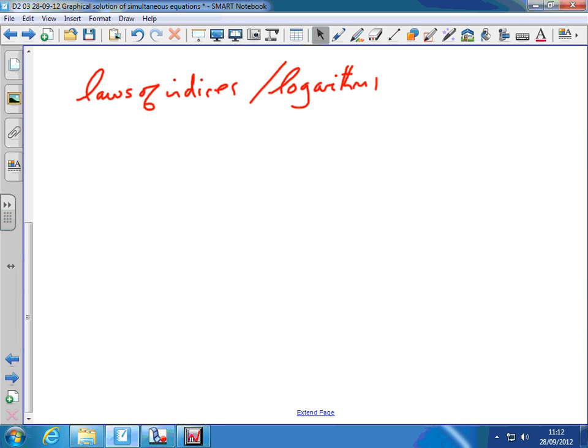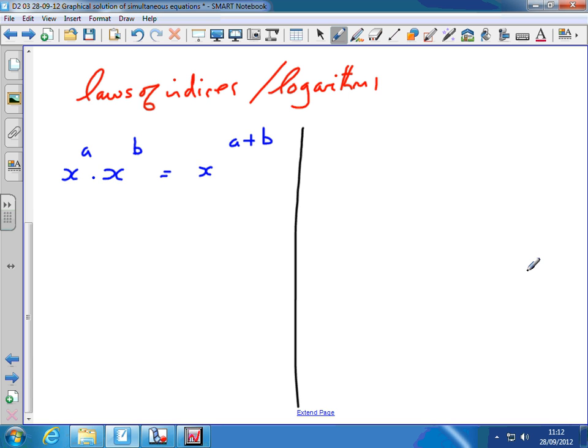So these laws, we split the page into two. We've got, if we've got x to the a multiplied by x to the b, from the laws of indices, you add the powers. That becomes x to the a plus b. Because logarithms are powers, then we say that the logarithm of a times b is the same as the logarithm of a plus the logarithm of b, because logarithms are powers.